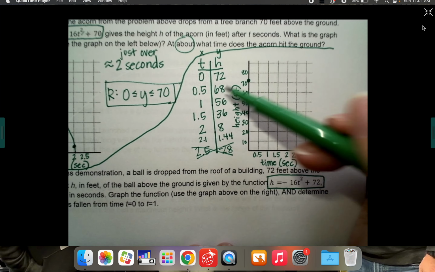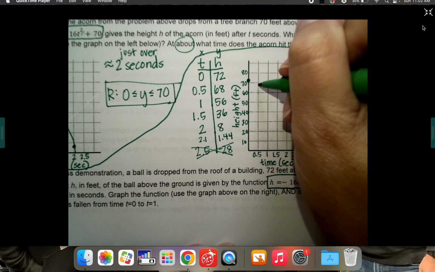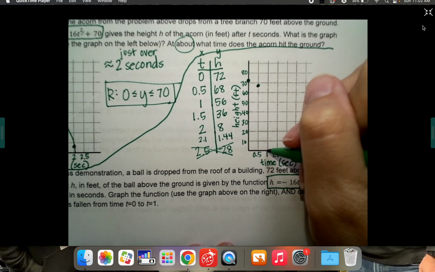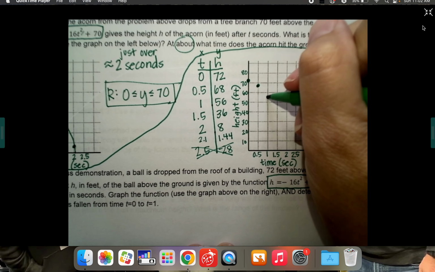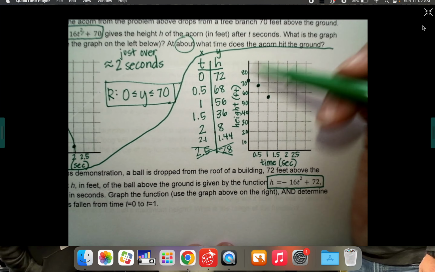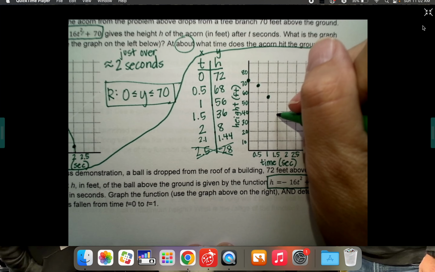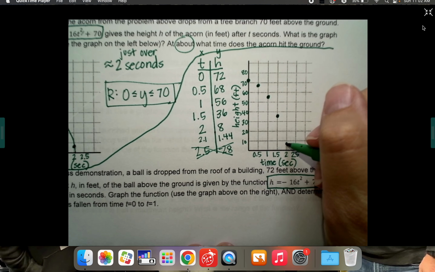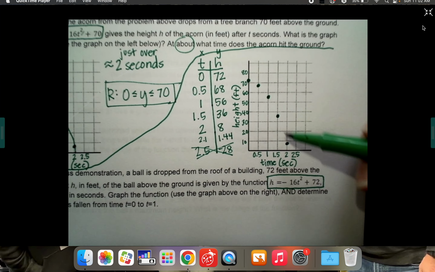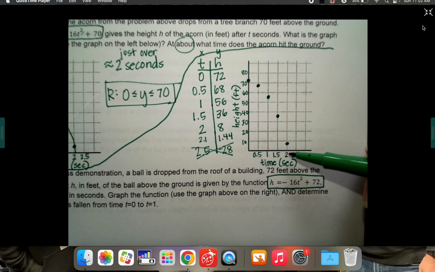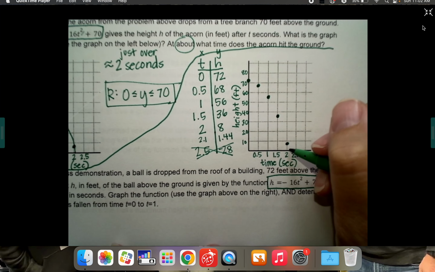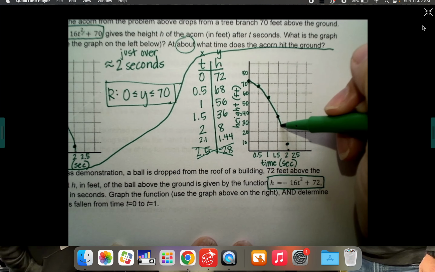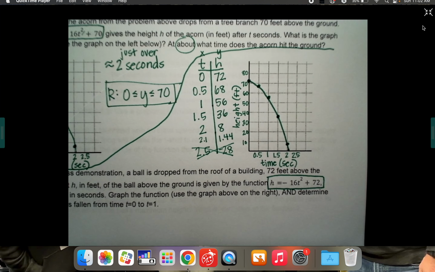So at 0.5, we're still at 68. At 1, we're at 56. At 1.5 seconds, we're at 36. At 2 seconds, we're 8 feet above the ground. Took a drastic drop there. And then at 2.1 seconds, you're basically right there at the ground. So let's draw in your arch and see about where it hits the ground.